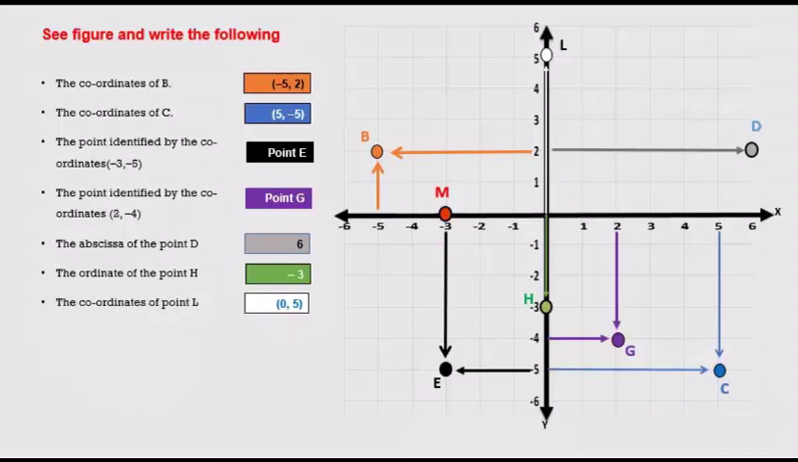Further, you need to find the coordinates of M. M lies on x-axis. If a point lies on x-axis, its ordinate will be 0. So the ordinate of M is 0. To find the abscissa, what we have to do? Check its distance from y-axis, which is -3. So the coordinates of M are (-3, 0).